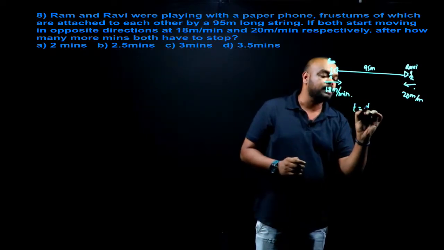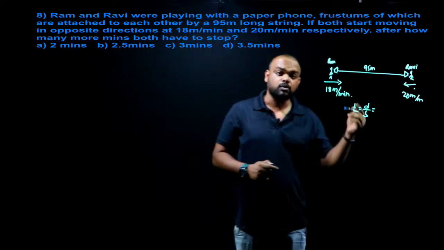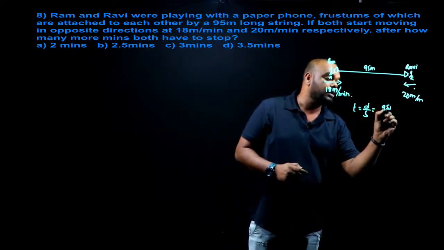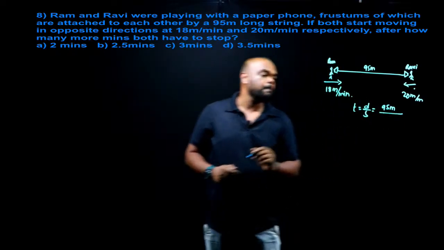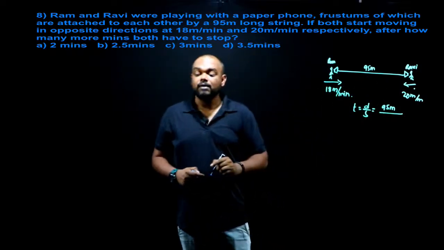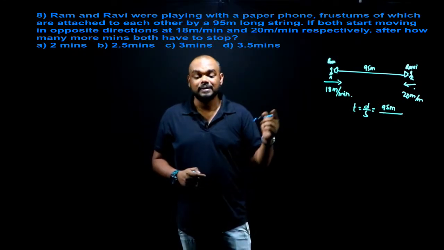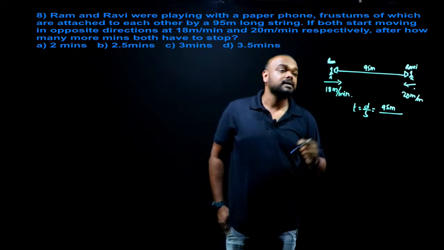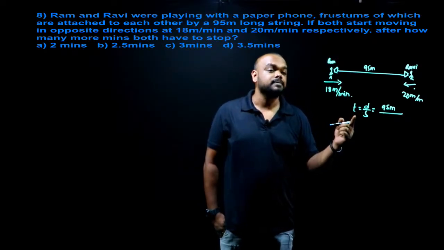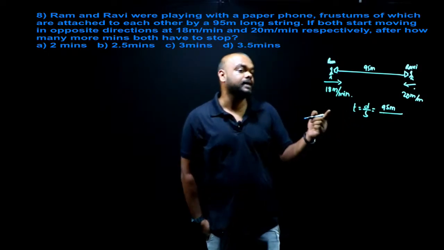How do we calculate time? Distance by speed. What is the distance between them? That is the 95-meter string they are talking about. So the distance is 95 meters divided by speed. How many speeds are there? 2 speeds are there. Now you tell me whether it is relative speed or average speed. I need a chat box there. You tell me whether it is relative speed or average speed, guys. Shishant, let us see. I don't know about it.